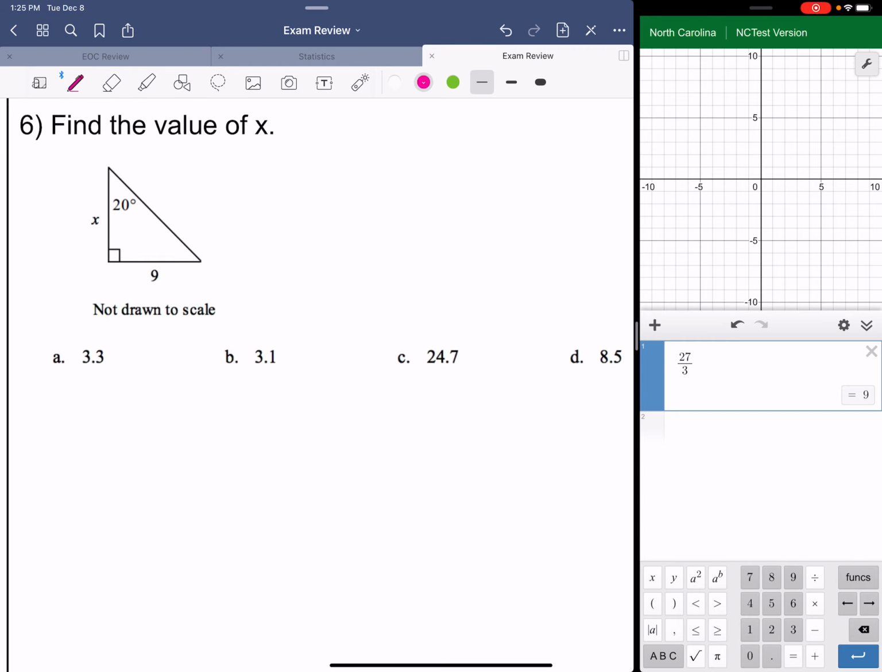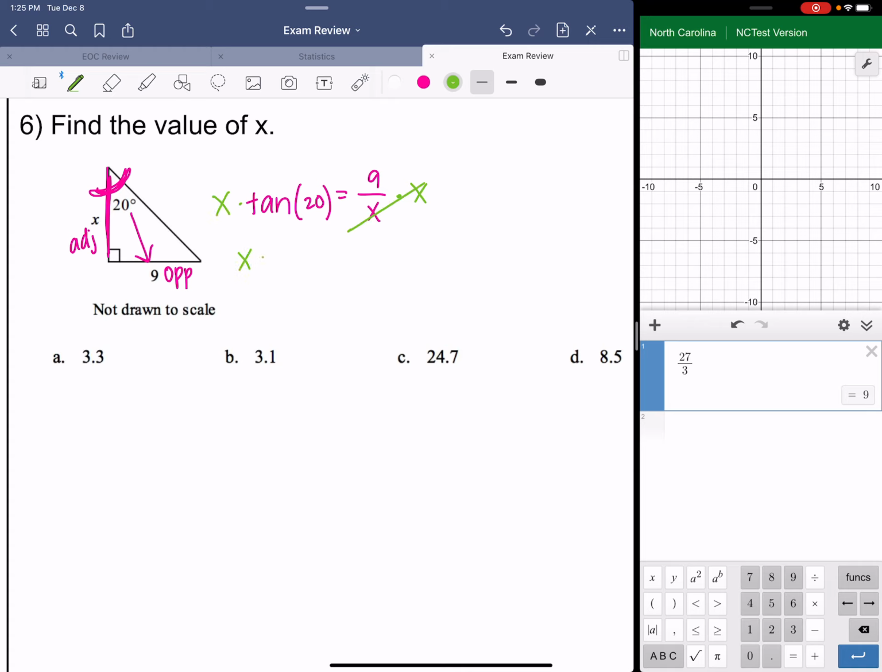Okay, find the value of x. So with this angle given, we have the opposite and the adjacent. So that is tangent. So tan 20 equals 9 over x, opposite over adjacent. And now we're just solving for x. So we're going to do times x on each side.